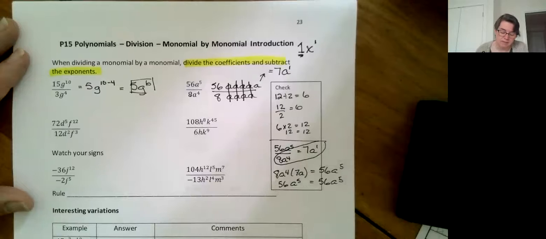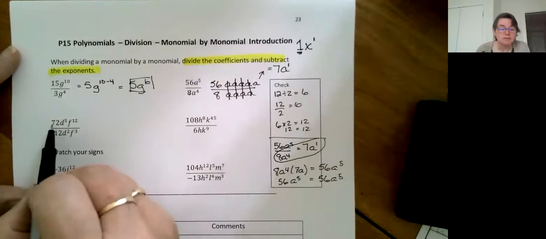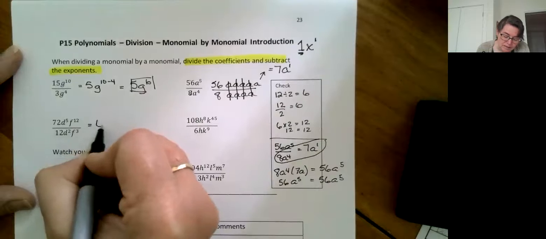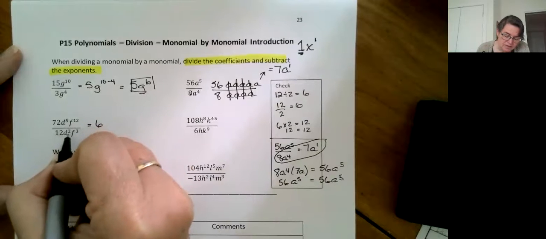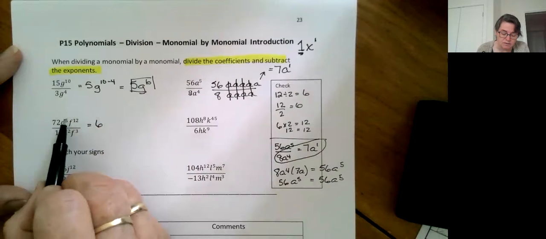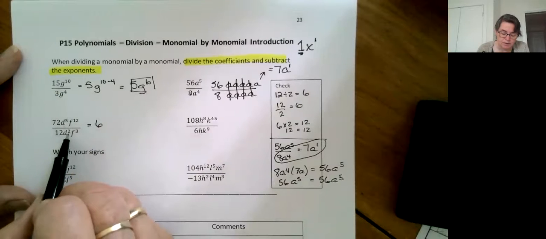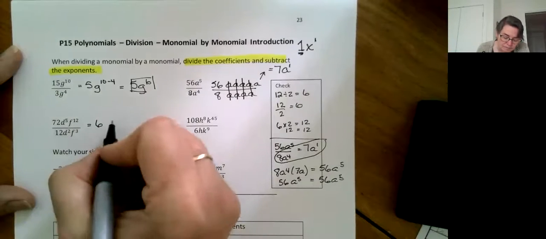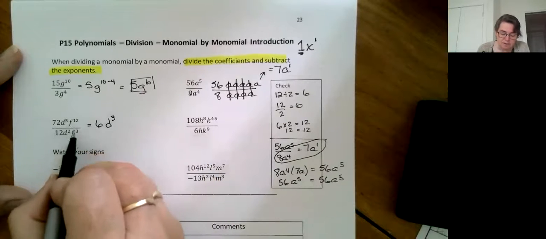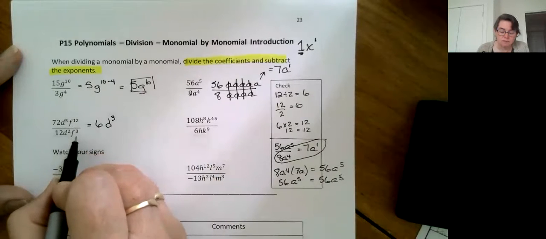All right, let's get back to work. 72 divided by 12. That's going to be 6. D to the 5th divided by d squared. You're going to go 5 minus 2. It's always the top one, subtract the one on the bottom. So 5 minus 2. Oh, don't forget your d. And f^12 divided by f to the 3rd. We're going to subtract. So 12 minus 3.